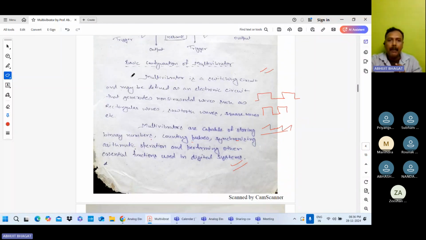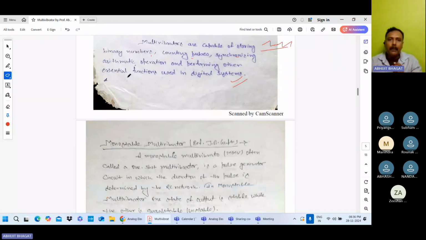Now, next is the types of multivibrator. There are 3 types of multivibrator. One is the monostable. The other is the astable. And the third one is the bistable. In your syllabus, monostable and astable are included. Bistable is not included in your syllabus. Okay. So we will discuss the monostable and astable.